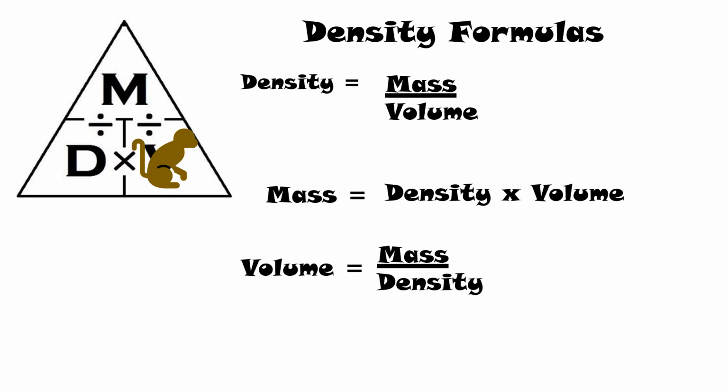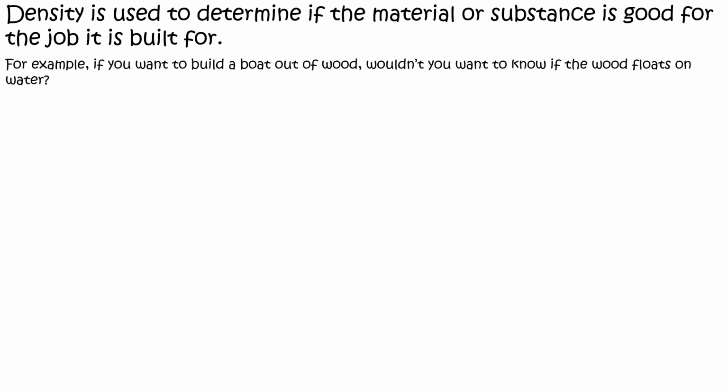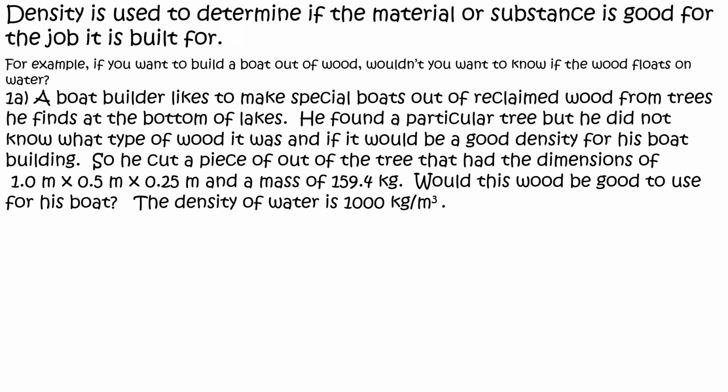Density is used to determine if a material or substance is good for the job it is built for. I'm going to give you an example of this, and this is an actual example. If you want to build a boat out of wood, wouldn't you want to know if the wood floats on water? So you need to know the density of that wood. A boat builder likes to make special boats out of reclaimed wood from trees he finds at the bottom of lakes. He found a particular tree, but he did not know what type of wood it was and if it would be a good density for his boat building.